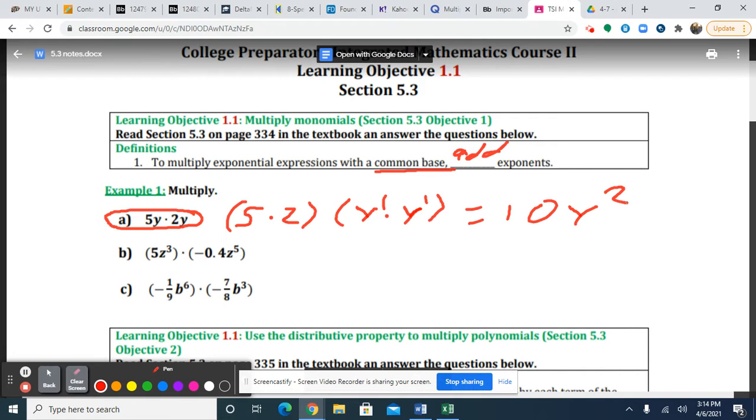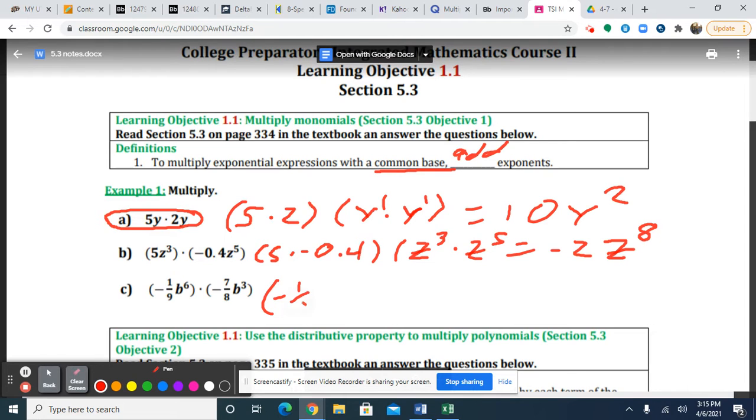We can separate out the numbers, so 5 times negative 0.4, and then z^3 times z^5. So 5 times negative 0.4 would be equal to negative 2, while z^3 times z^5 is just 3 plus 5. So this should be z to the power of 8.